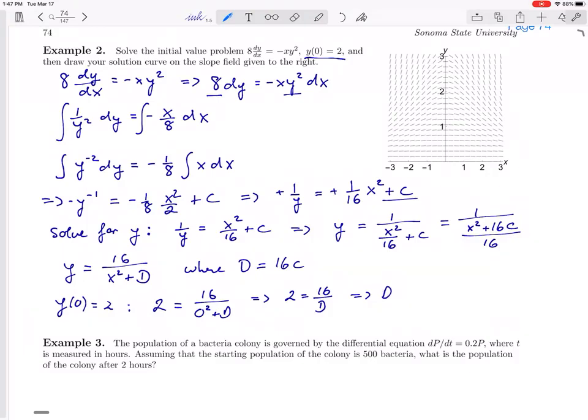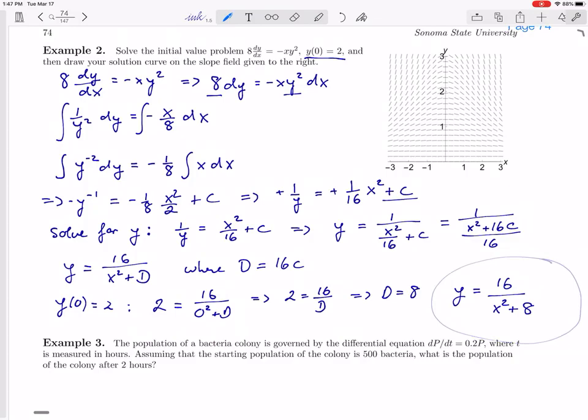That means that d is 8. And now I can find my final solution as y is equal to 16 divided by x squared plus 8. And that is my final solution.